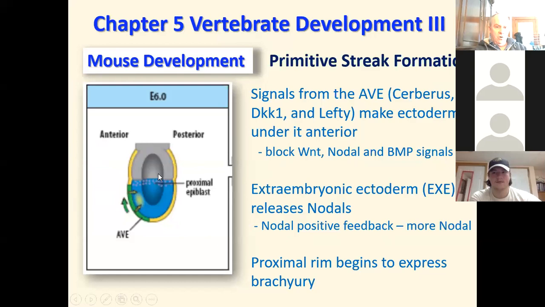Okay, so this is going to be anterior. You've got this proximal region of the epiblast here that's going to get signals from the EXE, the extra embryonic ectoderm. So this is releasing nodals, and nodals are causing Wnt to be produced, and Wnt is causing nodals to be produced, and BMP4 is causing Wnt and nodals to be produced, which are causing BMP4 to be produced. It's this big self-congratulatory hormonal release. Everyone loves everyone.